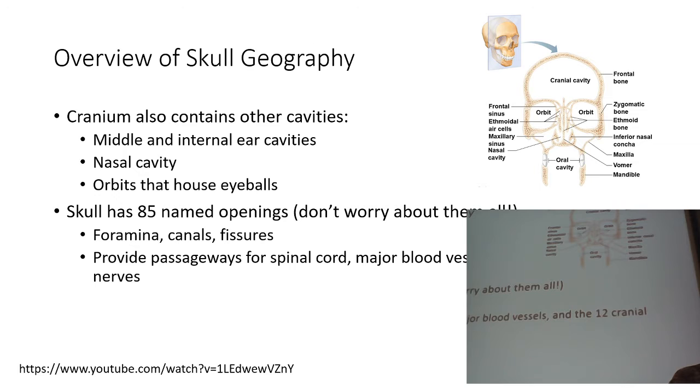Okay, so the cranium has this cranial cavity, but also some other holes to it. You probably noticed them. I need a stick. I have a stick.